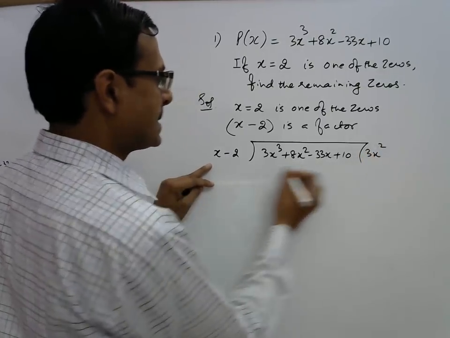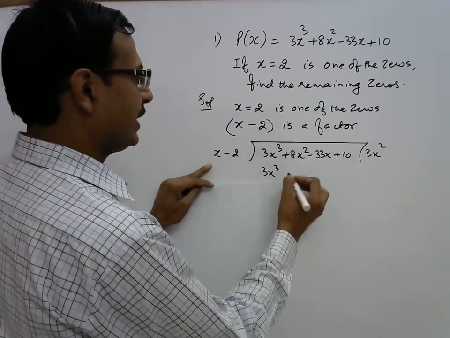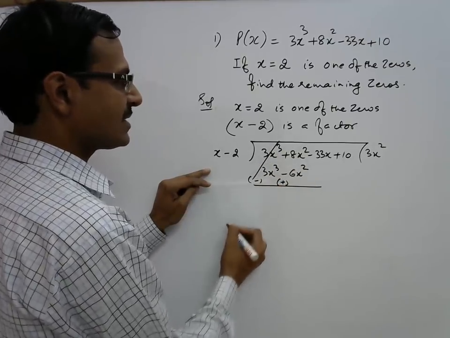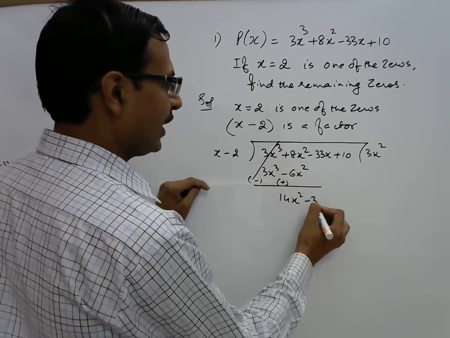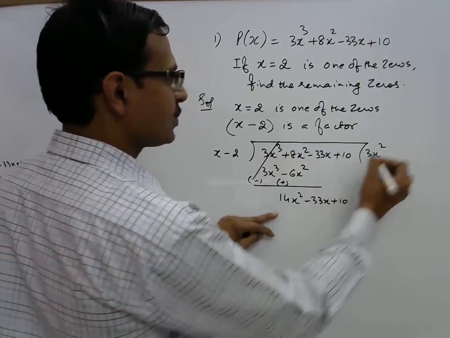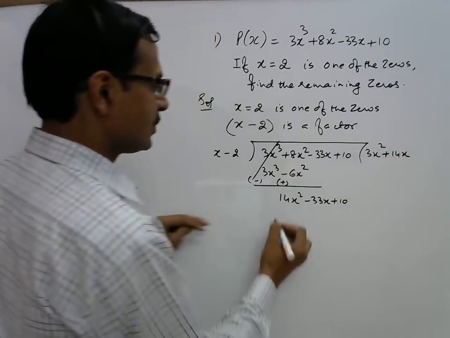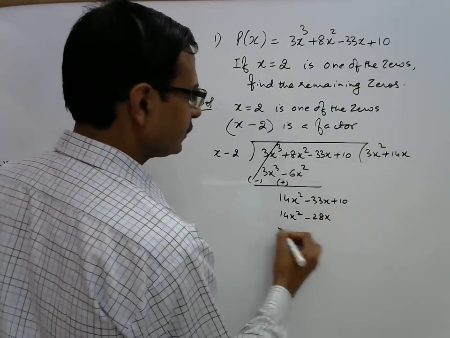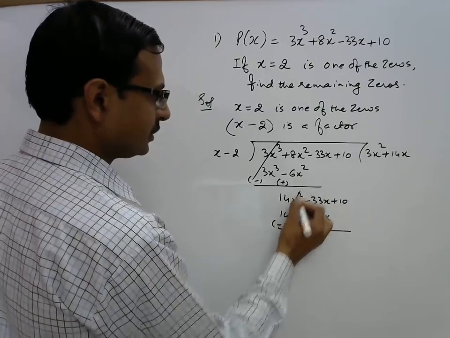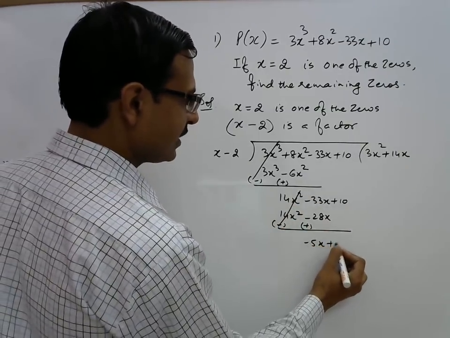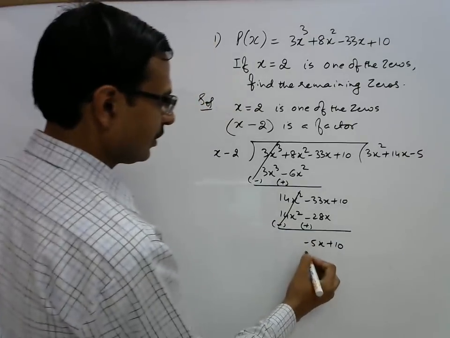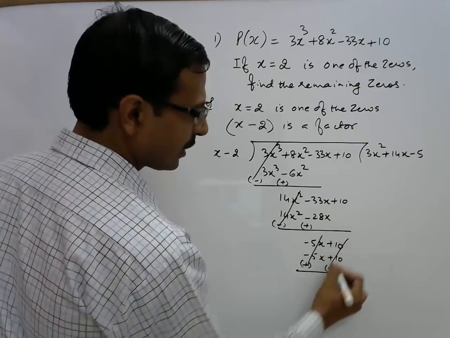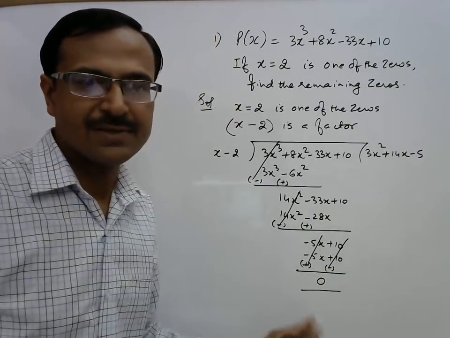So 3x square, 3x cube minus 6x square. So change sign. So first term gets cancelled, 8 plus 6, 14. And the remaining terms will come down as it is. So plus 14x. So 14x square minus 28x. Again change sign. Minus 5x plus 10. So minus 5, minus 5x plus 10. Again change sign. And you see the remainder comes out to be 0.